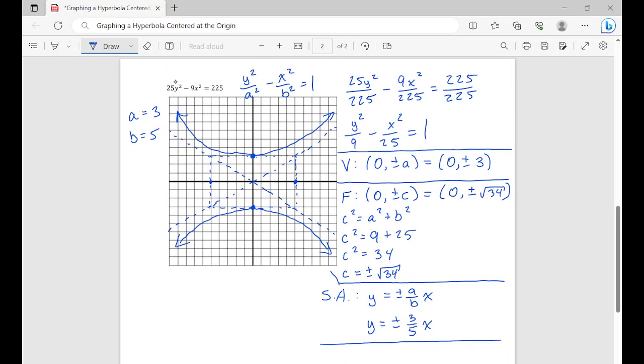Just make sure that if it's not in the correct form, starting off, just divide everything by what it's equal to, to make sure it's set equal to 1, so it becomes the hyperbola in the correct form.